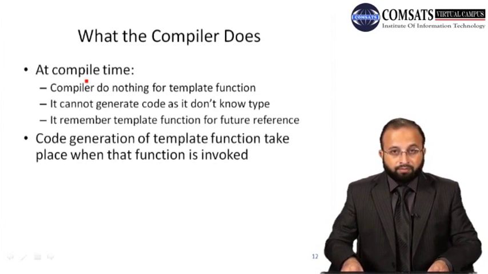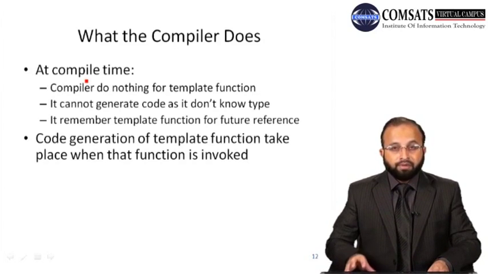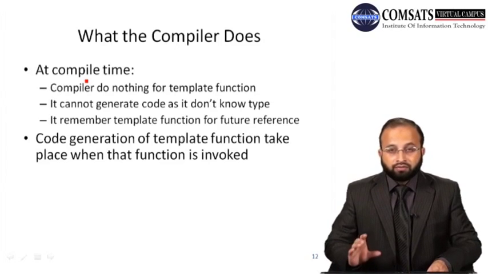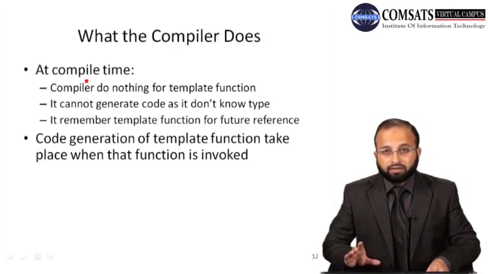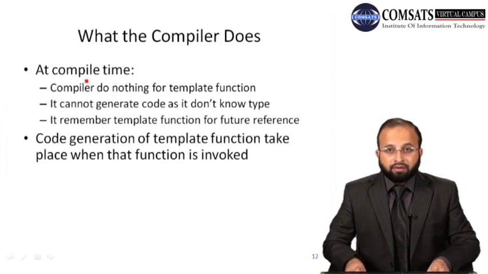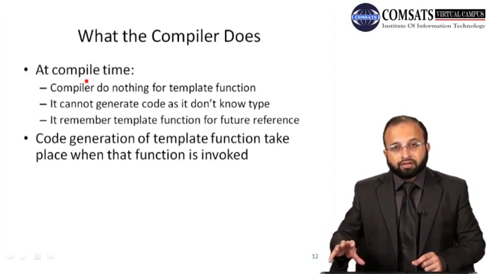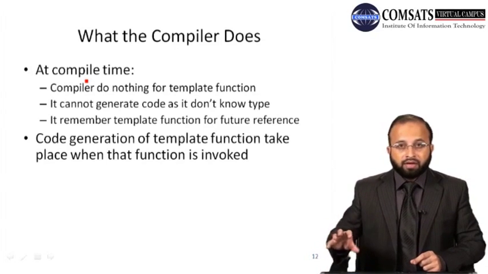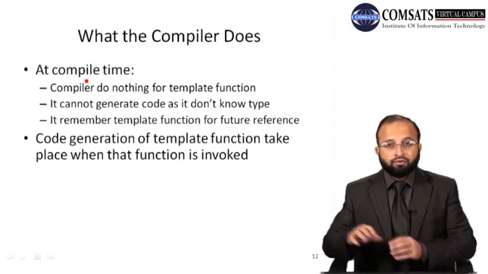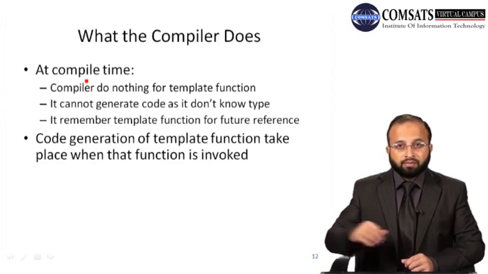So code generation of the template function takes place when the function is invoked. जब भी वो फंक्शन इन्वोक होगा उस टाइम पर उसकी कोड जनरेशन होगी. So when we invoke the ABS function with a double type, then the double version of the ABS function is instantiated from the function template of ABS. So ABS function का जो function template है उससे double type का जो ABS function है जिसमें पैरामीटर की टाइप डबल है और रिटर्न टाइप भी डबल होगी, वो फंक्शन इंस्टेंशिएट किया जाएगा और उसको मेमोरी में स्टोर कर दिया जाएगा.